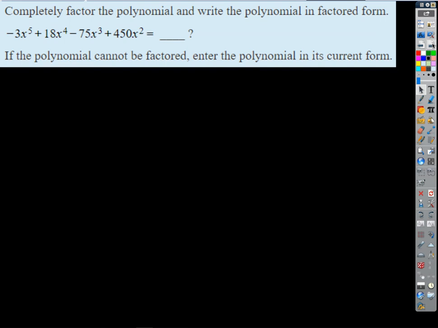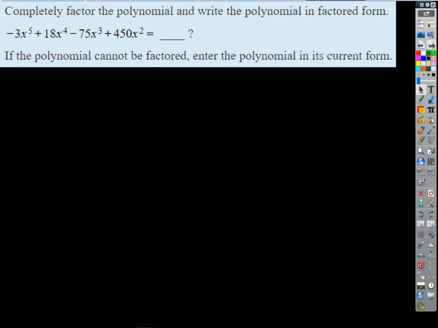Just to make sure people don't start off on the wrong path here, what do we have to do first? Well, we can't change it because it's not an equation. It's an expression. We're just trying to factor an expression. What do you think? Pull out a negative 3x squared. Good. Pull out a negative 3x squared.